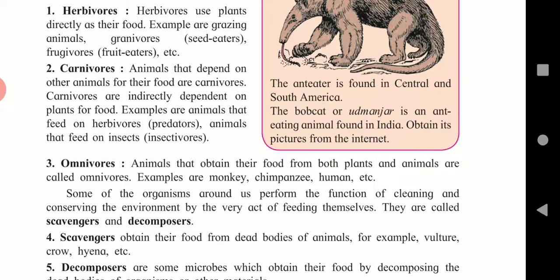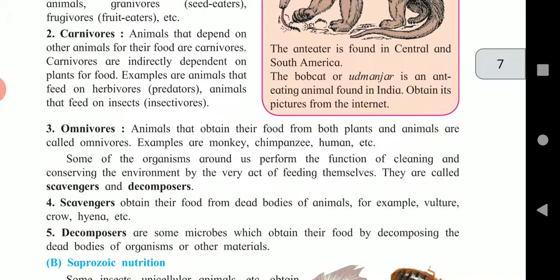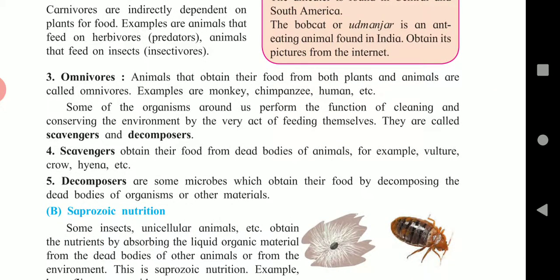Carnivorous animals depend on herbivorous animals for their food and thus are indirectly dependent on plant matter for food. For example, animals feeding on herbivorous animals are predators, and animals that feed on insects are insectivorous. Now third one is omnivorous. Animals feeding on both plants and animals are called omnivorous animals. For example, monkey, chimpanzee and human.